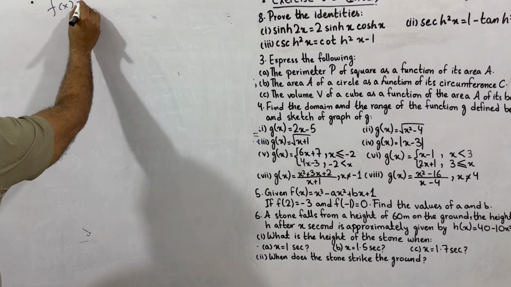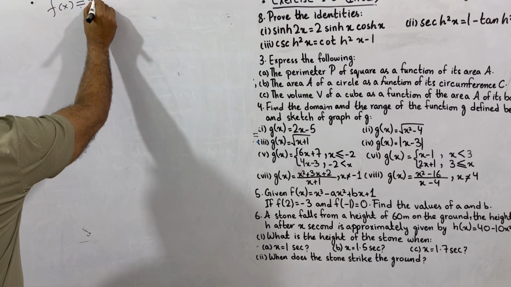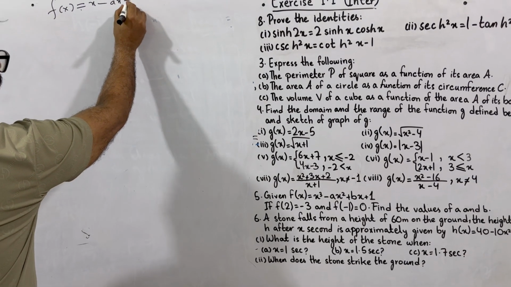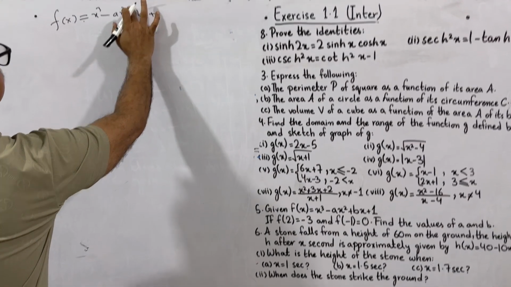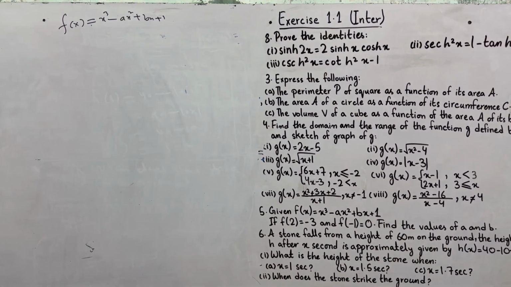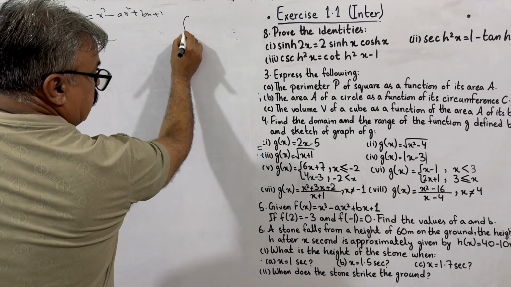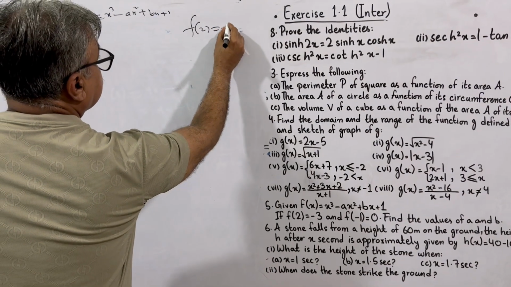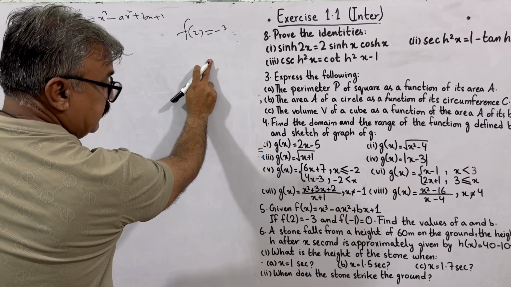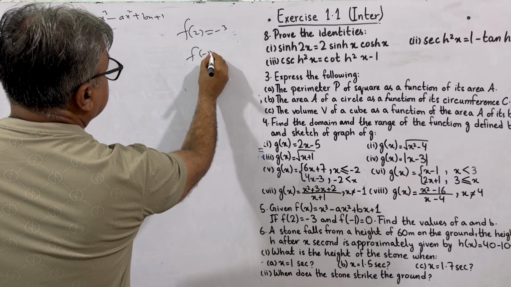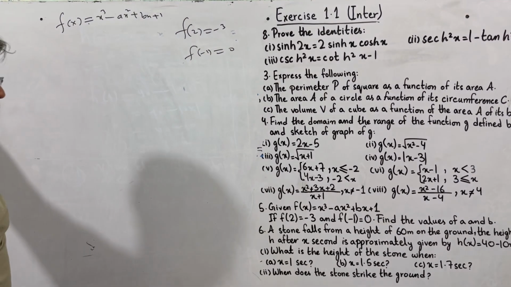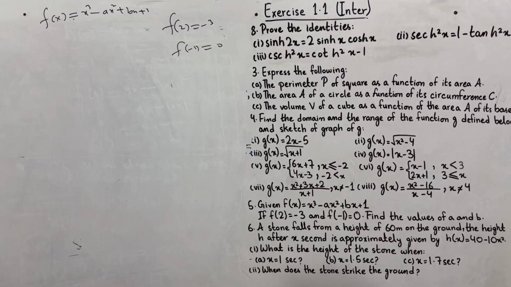f of x is equal to x cube minus a x square plus bx plus 1. Let me check the data once again. Yes, and furthermore, we are given two conditions. f of 2 is equal to minus 3, function value at x equal to 2 is minus 3. And function value at minus 1 is equal to 0. Okay, utilize both of these conditions.